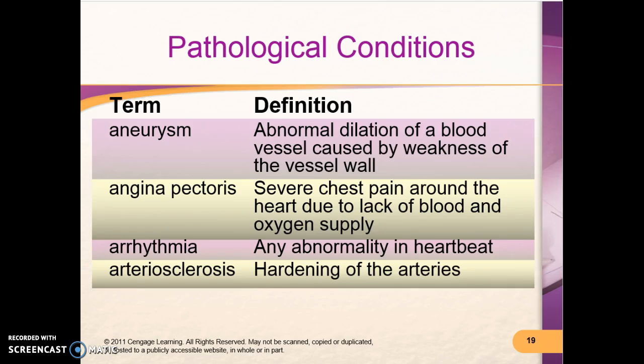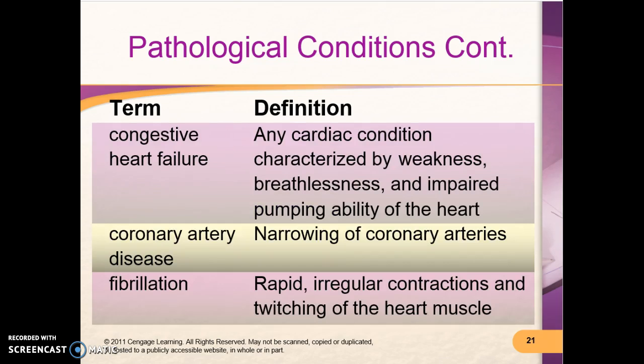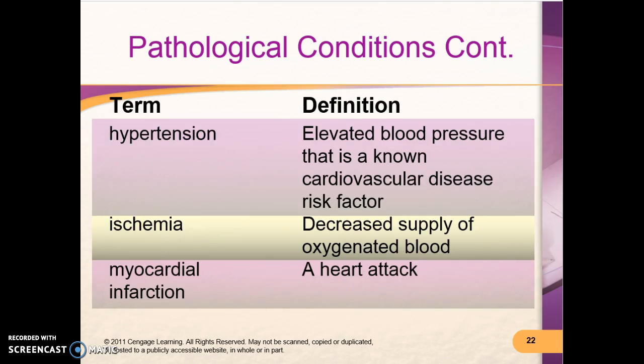Arterial sclerosis is hardening of the arteries. We've got atherosclerosis, which is the fatty plaque that develops within the arterial lining, which is like the precursor to arterial sclerosis. Bradycardia, which is about, again, heart rate. So you're going to learn those pieces of the word and how they put together tell you something a little bit about that particular condition. Congestive heart failure, coronary artery disease, fibrillation, hypertension, myocardial infarction, which is the heart attack. So all of those things are some of the pathological conditions that you're going to look at.